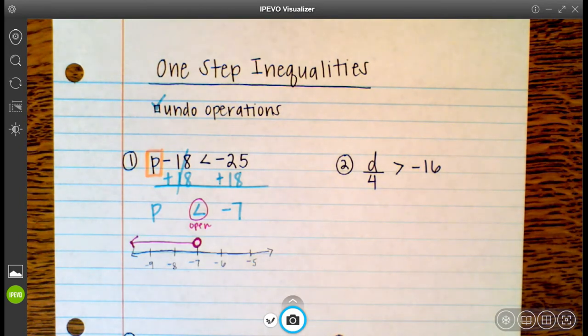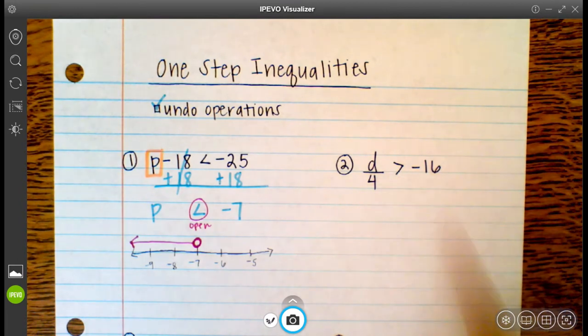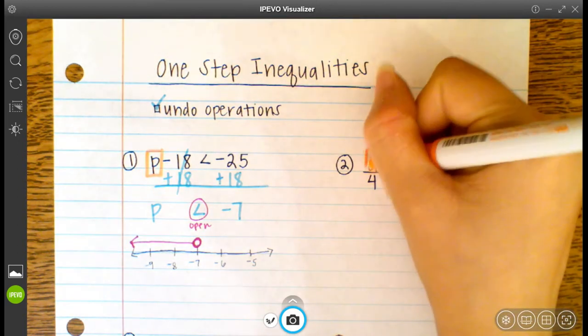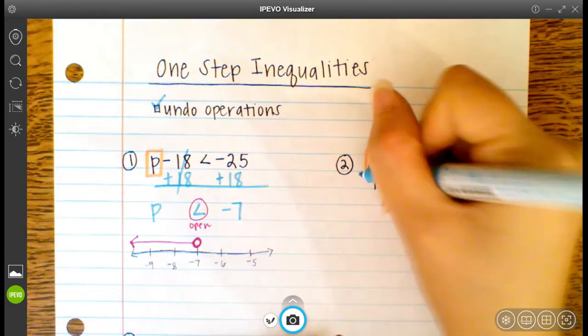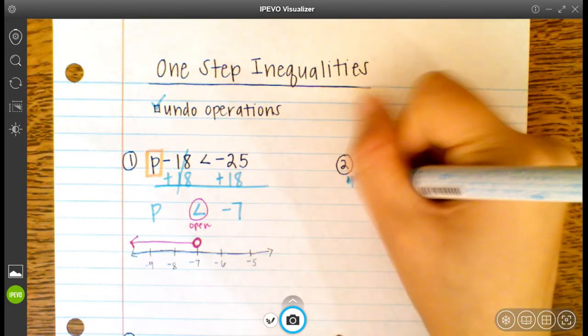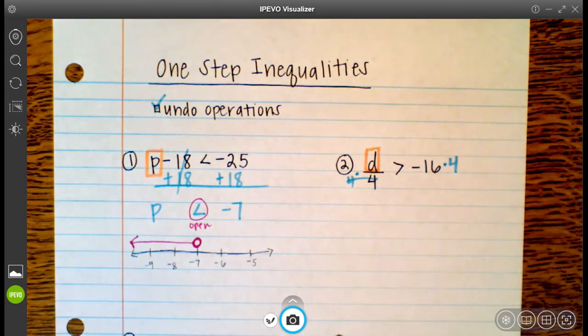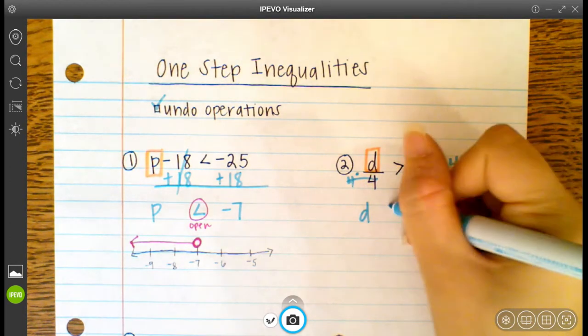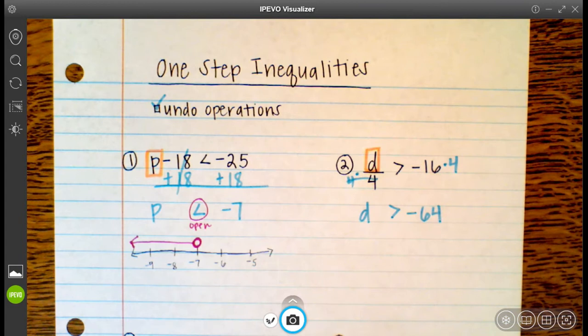Number 2 says d over 4 is greater than negative 16. So in order to get d by itself, we need to undo dividing by 4. So how do we undo dividing by 4? We multiply by 4 on both sides of our inequality. So we get d is greater than negative 64.